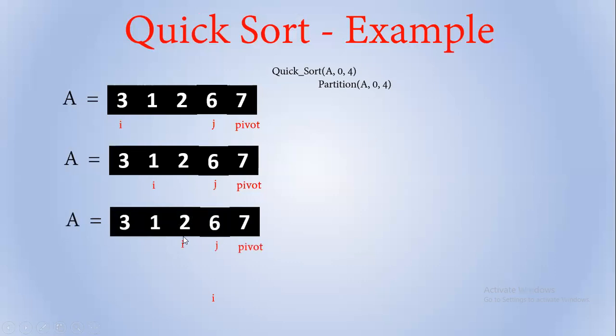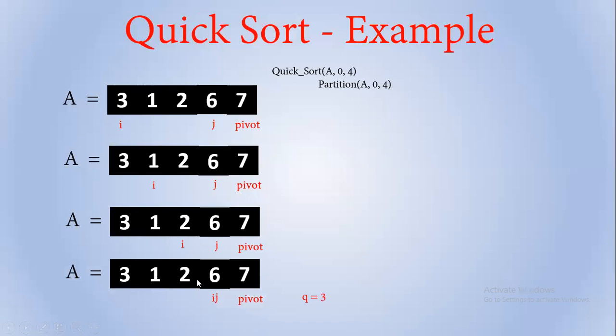Again, in the next iteration, it will check A[2]. A[2] is 2. 2 is less than 7, the pivot value. That means I should be incremented by 1. Now in this step, I is equal to J. That means it should go out of the loop. Now it will return from the loop. That means the loop is over.